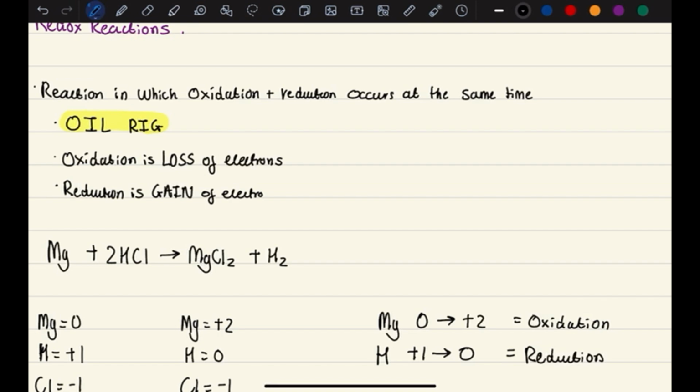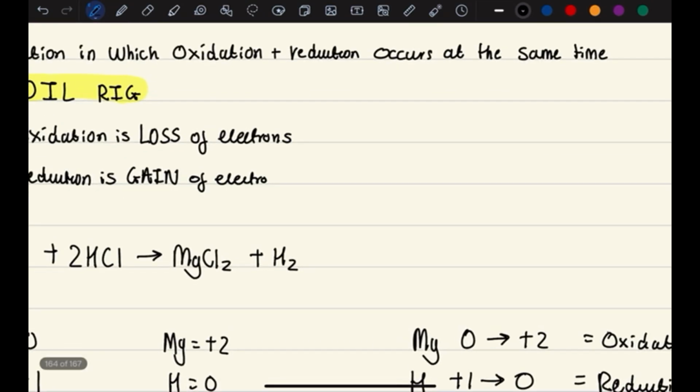Now, a redox reaction, in simple terms, is a reaction in which oxidation and reduction occur at the same time. And literally, you get marks in exams for saying that. So the main thing we need to do is OIL here. It's an acronym that stands for oxidation is loss of electrons, and reduction is gain of electrons.